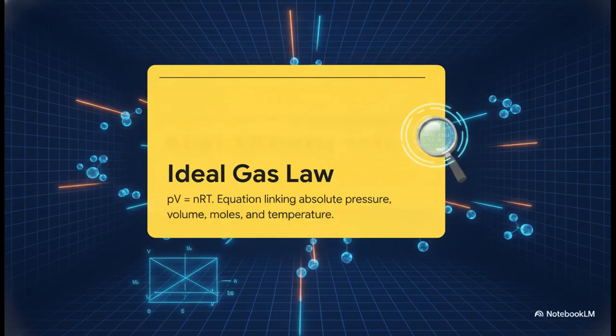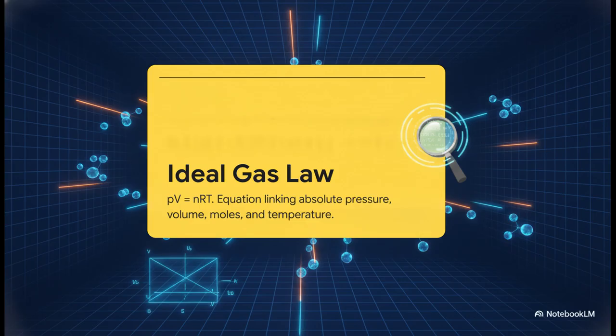And that brings us to the macroscopic baseline you're probably pretty familiar with, the ideal gas law, PV equals nRT. It dictates that absolute pressure, volume, and temperature in kelvins are all inextricably linked, scaled by n, the number of moles, and R, the universal gas constant.